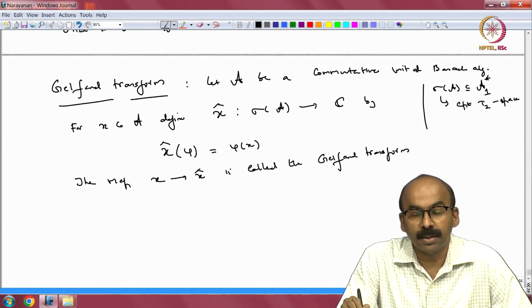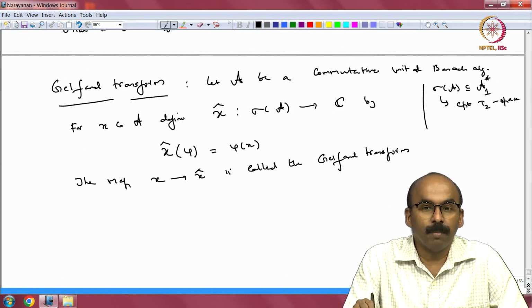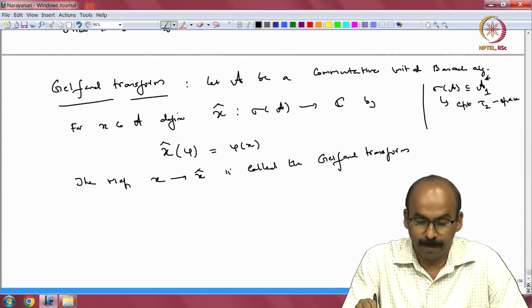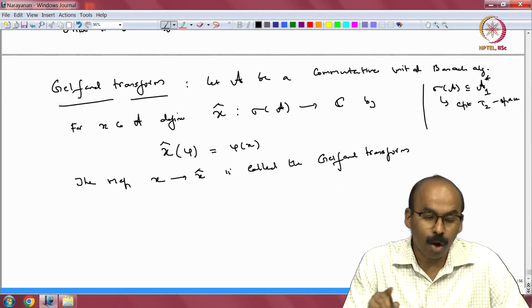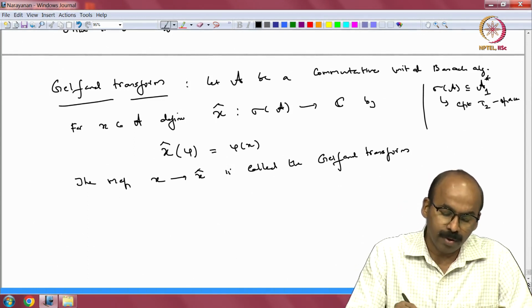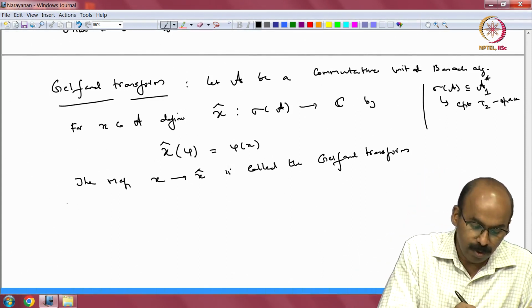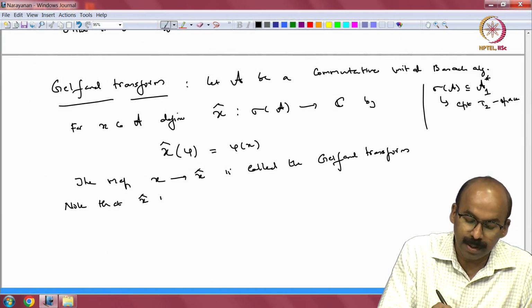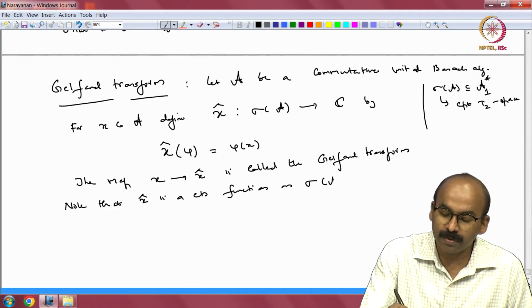Well, where is x hat? x hat is a function defined on sigma of A. Sigma of A is a collection of all multiplicative linear functionals, and that is a compact Hausdorff space. Okay. And x hat is a function defined on that compact Hausdorff space. Now, notice that it is not just a function, right, it is continuous. So, note that x hat is a continuous function on this compact Hausdorff space sigma A.